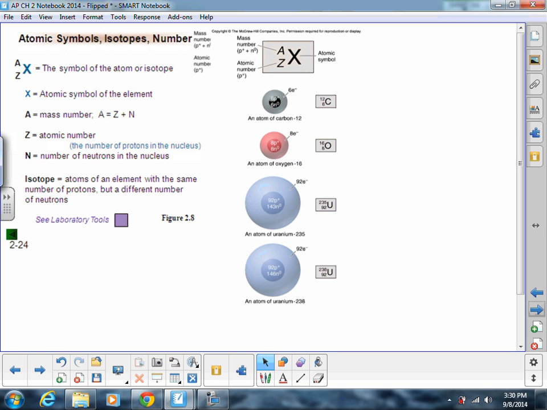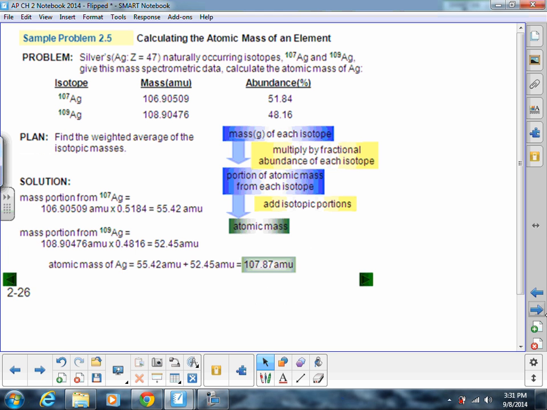Atomic symbols for isotopes. We did some of this last year, and we can talk about more of that on Wednesday. Same thing here. I don't want to get into this in the video. We can talk about this in class on Wednesday, the calculating of atomic mass for an element.